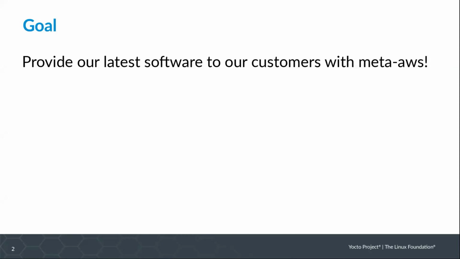So what's our goal? Our goal is to provide our latest software to customers with meta-aws. As you know, AWS has a lot of services and we have software to connect with the services, to use the services. It's IoT related, some of them, some command line tools. And we want to have always the latest software released. And there is a problem.